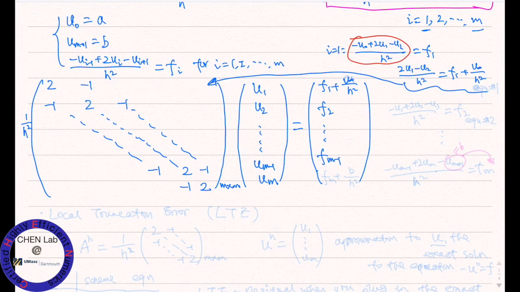The last one, what happens on the first one also happens to the last one. So we have fm, plus h squared u0. It was u0 before, but we know u0 is a, right? So this is b. Okay, b. So there you go. That's our equation. So that's equation number 1.